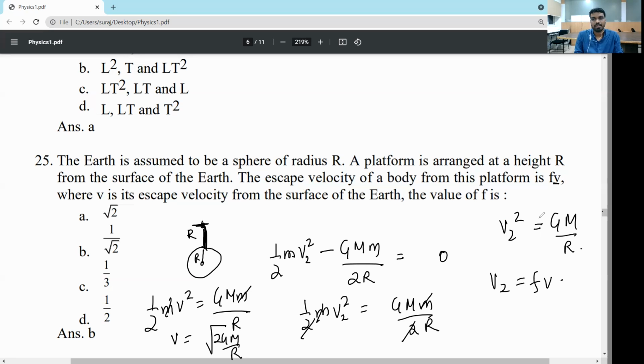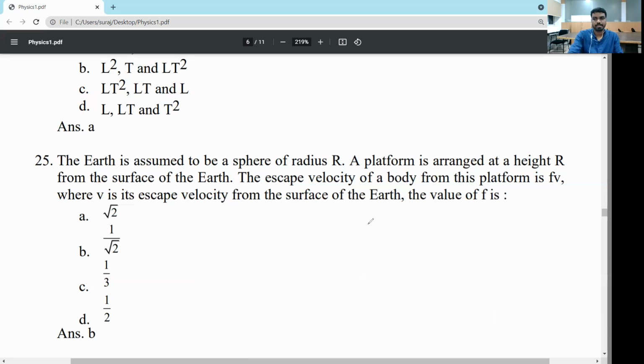So I want f square on both sides. So this is GM by r. Find the value of f. So GM by r equal to f square times v square, and v square is 2GM by r. Cancel. It will be 1 by 2. Conservation of total energy needs to be applied.